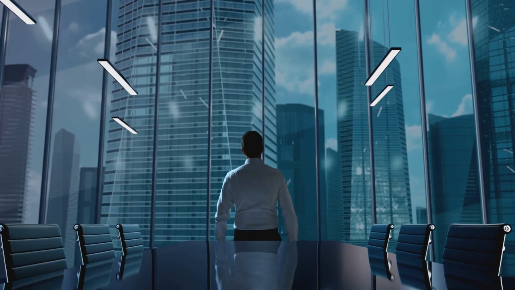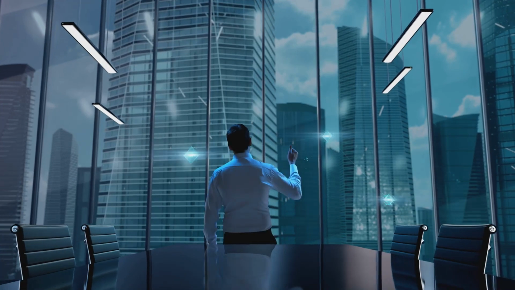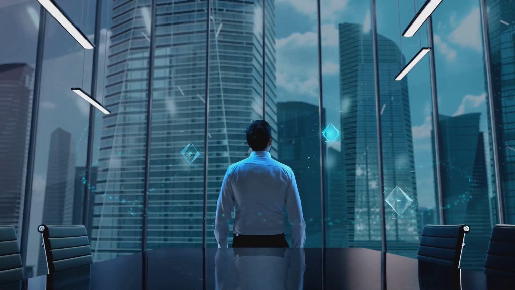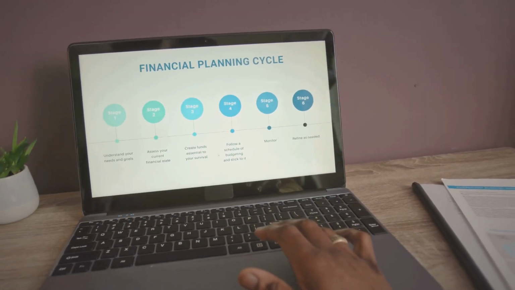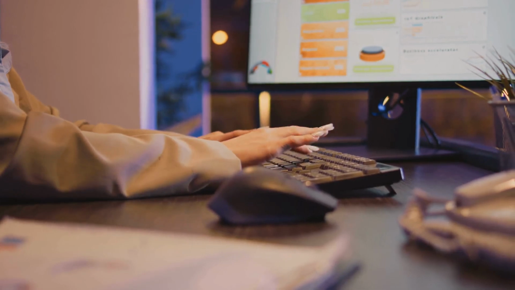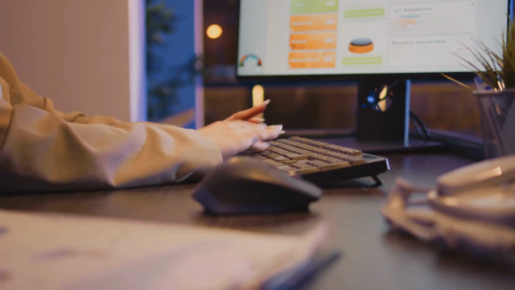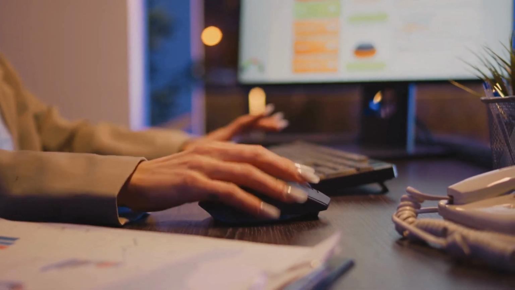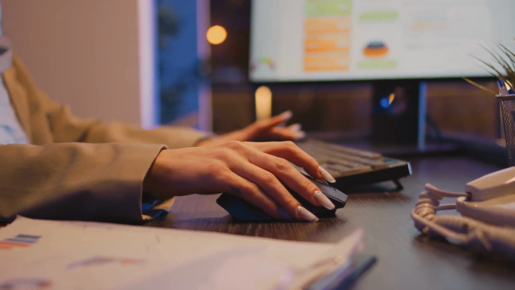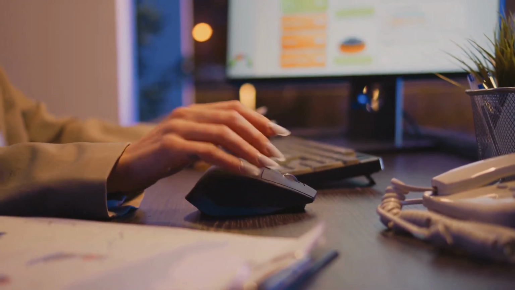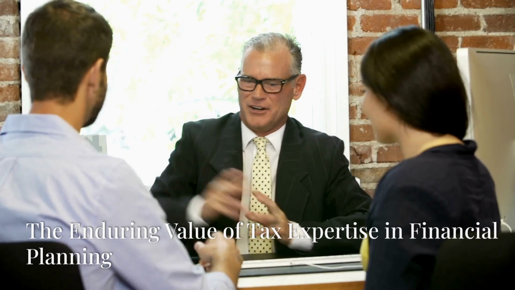Additionally, several reputable financial planning software programs are available, offering features such as income tax calculators, capital gains tax calculators, estate duty calculators, and retirement planning tools. These software programs simplify complex calculations, provide accurate projections, and generate customized reports, enabling advisors to deliver comprehensive and insightful financial plans that incorporate tax optimization strategies.